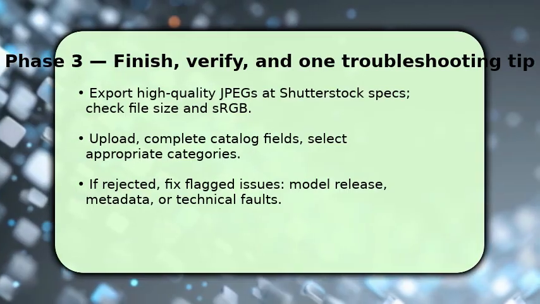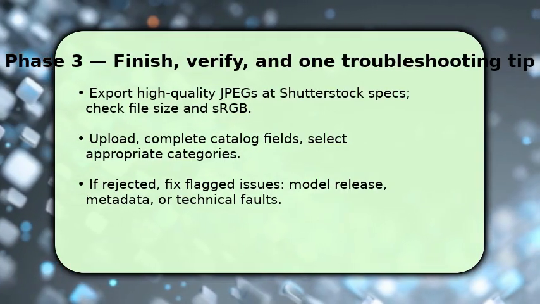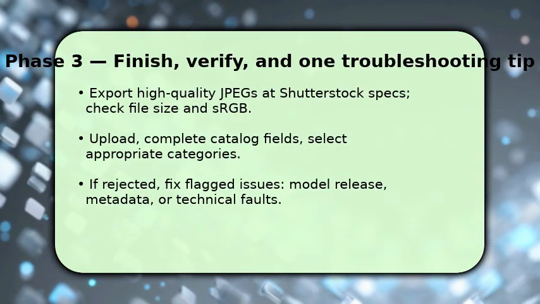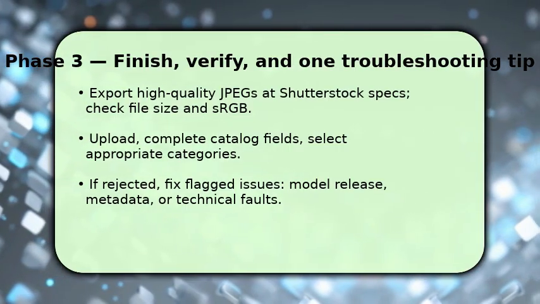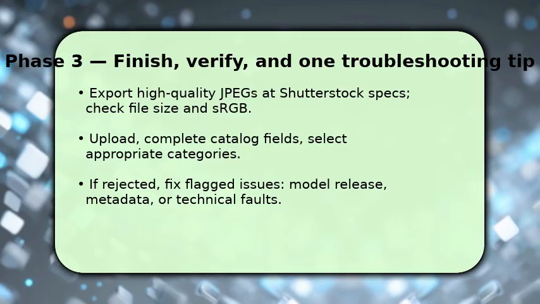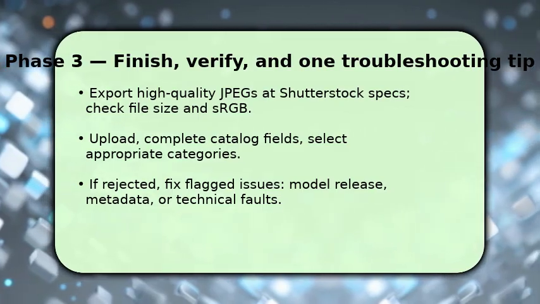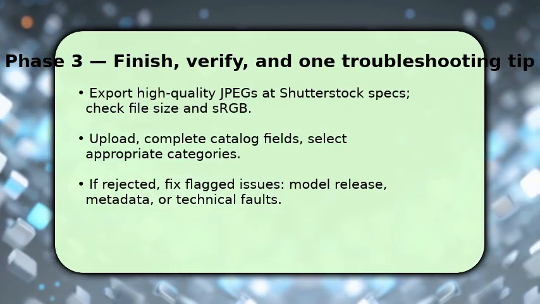If an image is rejected, read the rejection reason and act. Add missing model releases, correct metadata, or reprocess for noise and sharpness. Once corrected, resubmit with a short note explaining changes. Most issues clear with targeted fixes, so keep calm and iterate.